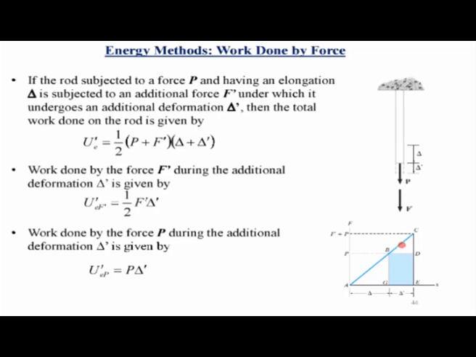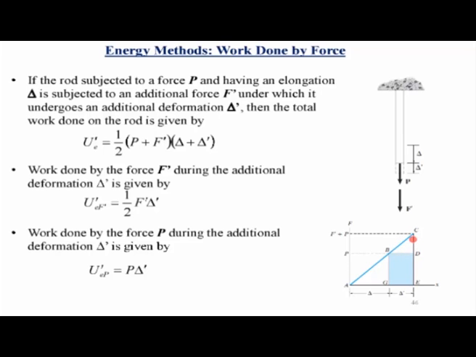In other words, if you again plot the load versus deformation curve of this rod, you see that the load has now gone up from P to P plus F dash, and the deformation has gone from delta to delta plus delta dash. So the total work done by the force is given by the area of this entire triangle, which is half (P plus F dash) times (delta plus delta dash). Now out of this, the work that is done by the additional force F dash is given by half F dash times delta dash. That is the area of this top portion of the triangle.